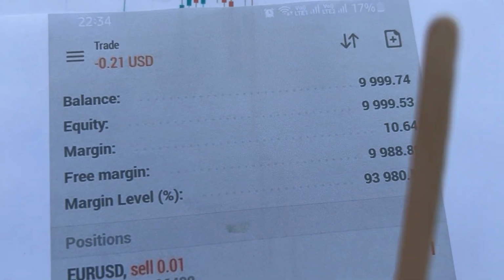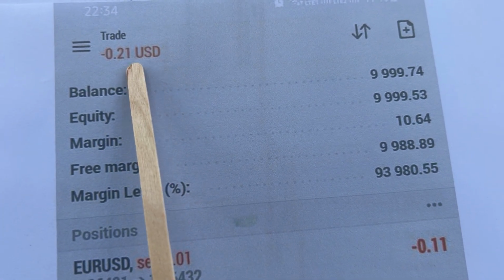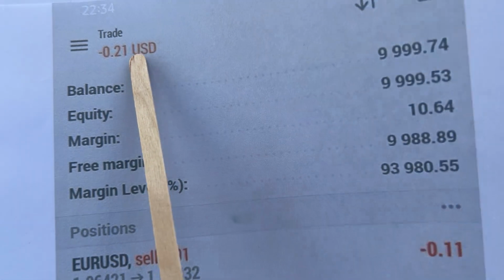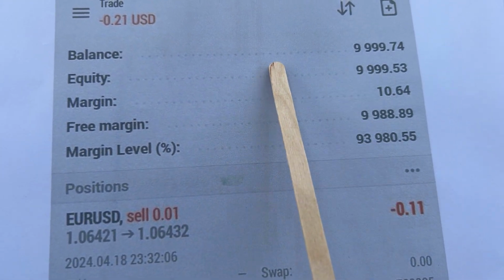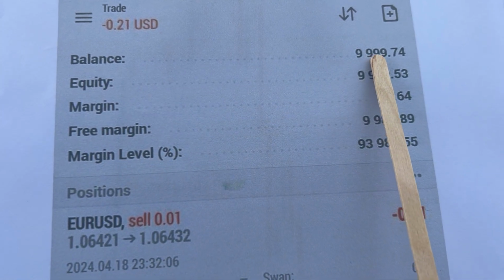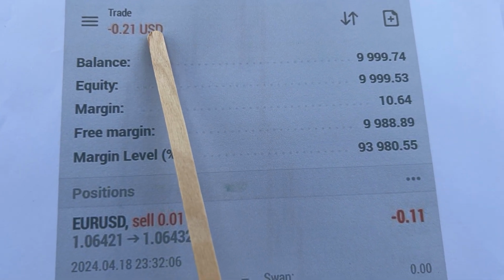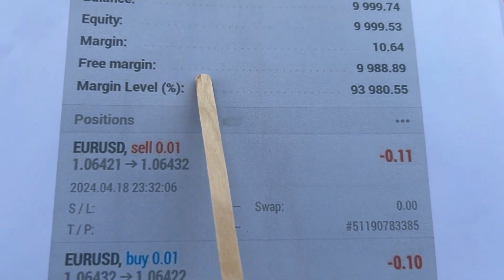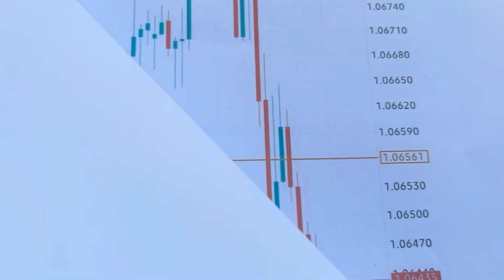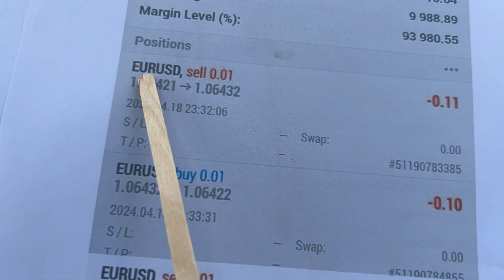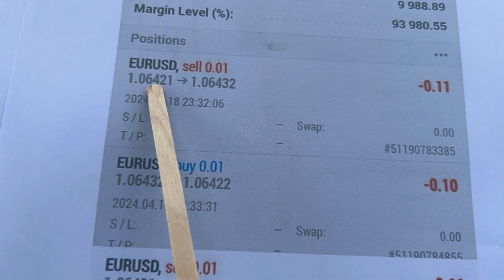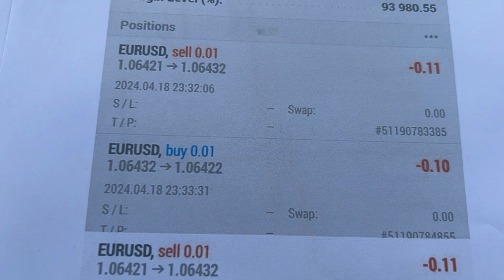Now, when we're looking at here, we see that the account is losing 0.21 US dollars, and it is in US dollars. So this account balance is in US dollars, so we're trading with dollars. This is the order that we have. We open it at what? At this price over here. This is the price that we used to open the order. When we place it, we're using market execution.